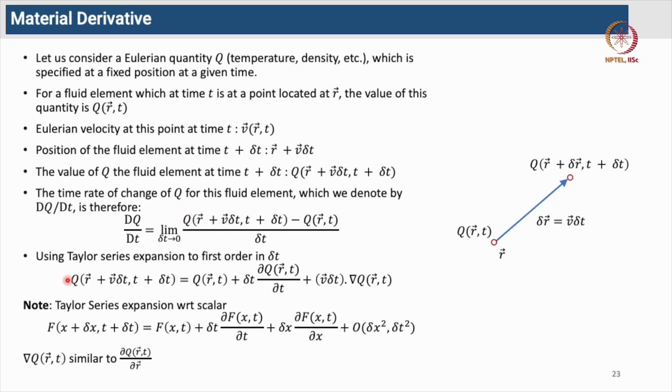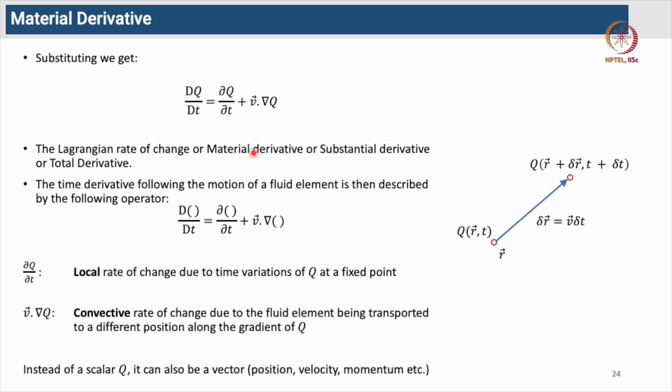Okay, so if you use a Taylor series expansion to the first order, you get something like that. The Taylor series expansion with respect to a scalar gives you something like that. This we already covered. So if you substitute everything, you will get this. So the material derivative is the Lagrangian rate of change, or the substantial derivative, or the total derivative. It is basically the unsteady term plus a convective term, or advective term. So the time derivative follows this kind of formulation.